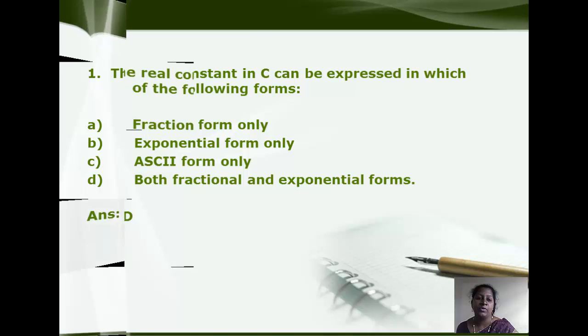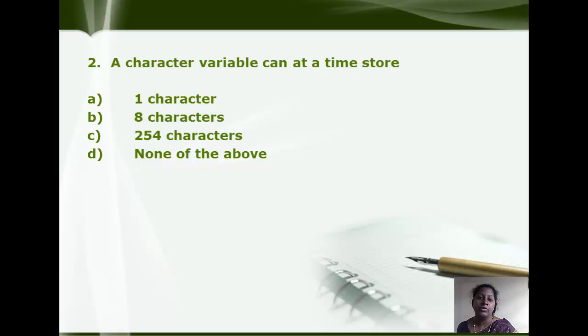So the second question, a character variable can at a time store, first option is one character, B 8, C 254, D none of the above. The option A is the right answer. It can store one character at a time.